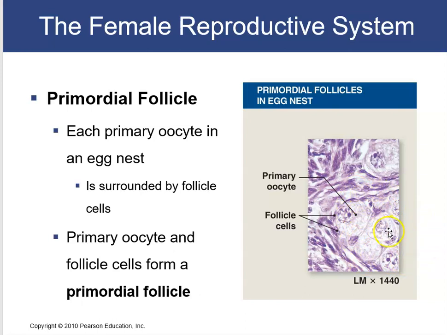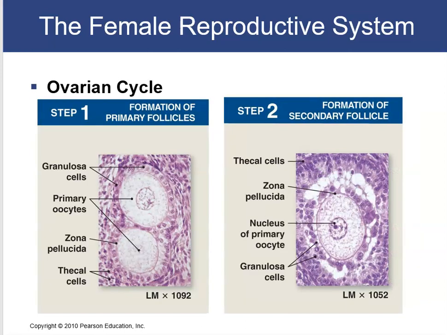These are primordial follicles. Each primary oocyte in an egg nest is surrounded by follicle cells. So here's a primary oocyte, and you can see a thin layer of follicle cells around it. This primary oocyte and the follicle cells around it, this is what we refer to as a primordial follicle. Now, these are then going to be stimulated to continue through the ovarian cycle. So in response to FSH, we will get the formation of a primary follicle.